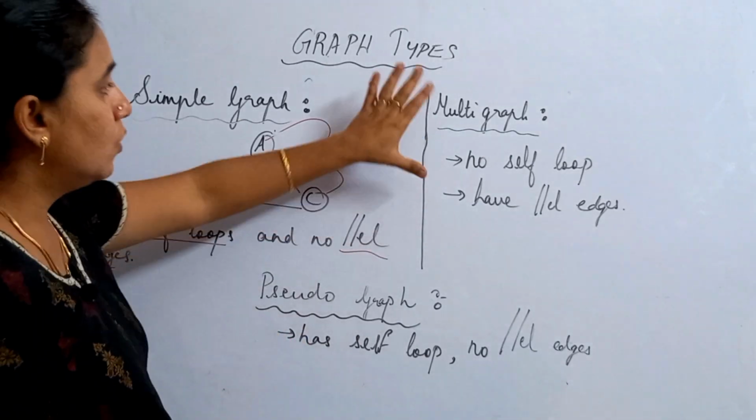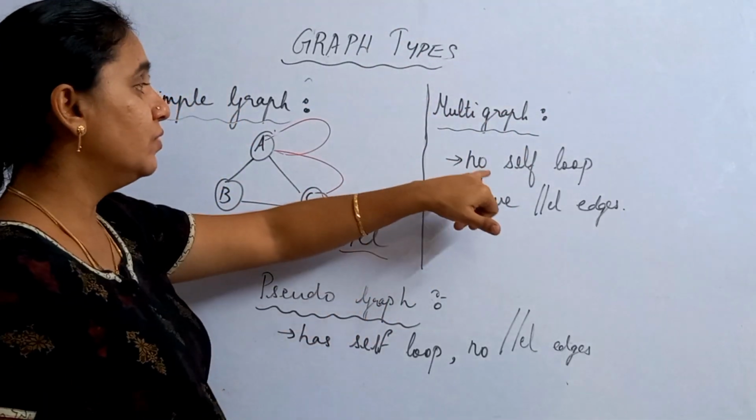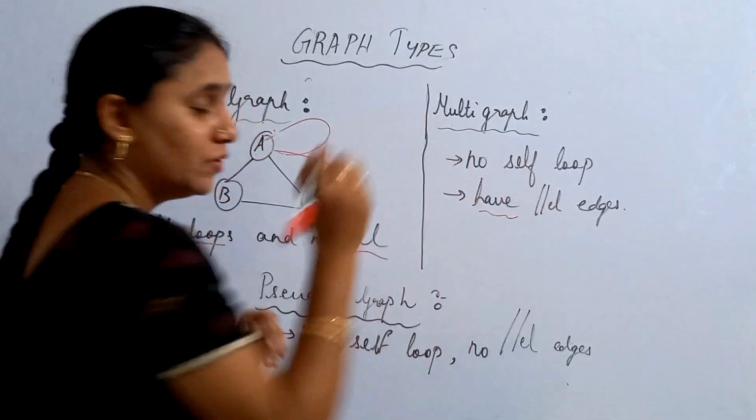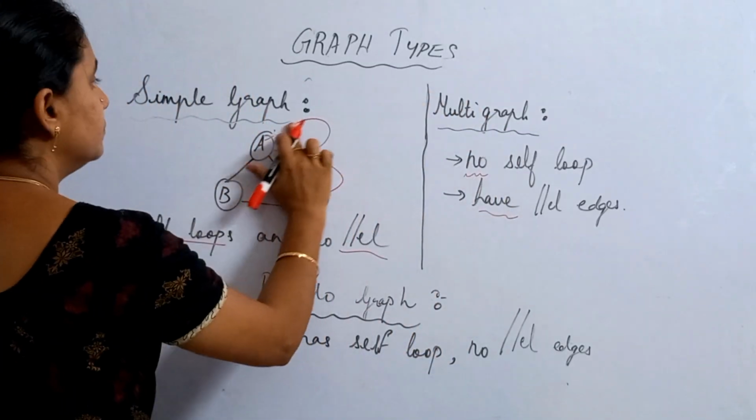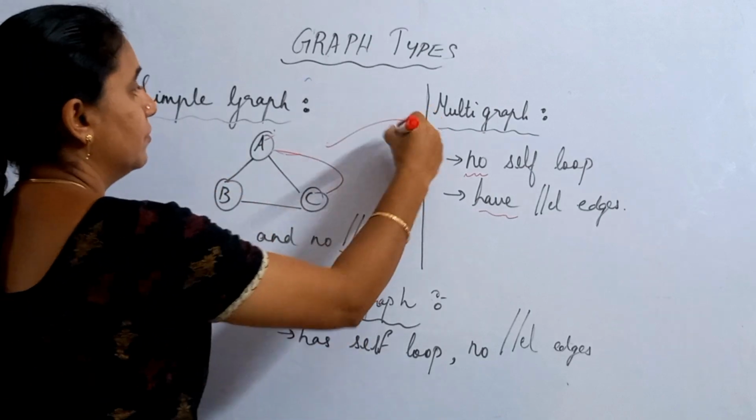Okay. So now what is a multi-graph? A graph is called as a multi-graph if it is having parallel edges, if it is having parallel edges and no self loop. If it is like this, then it is called as a multi-graph.